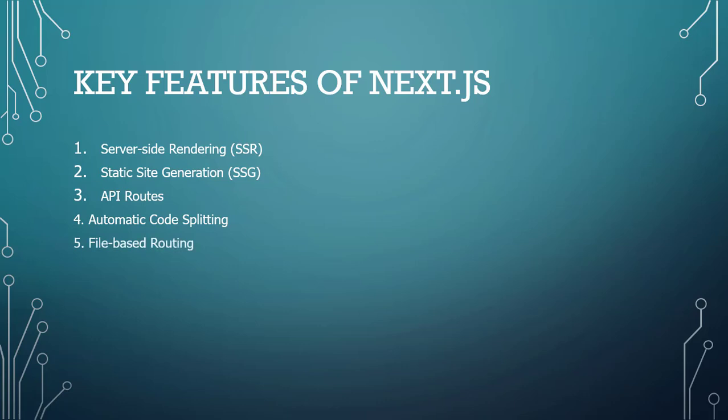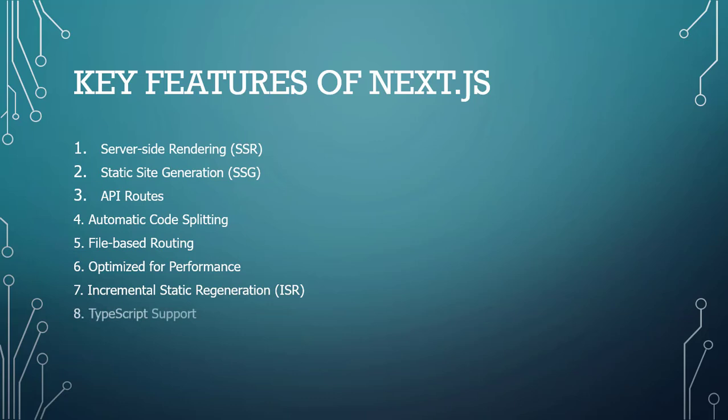6. Optimized for performance. Next.js has built-in features like image optimization and automatic static optimization to ensure better performance out of the box. 7. Incremental static regeneration (ISR). This feature allows you to update static content after the site has been deployed without rebuilding the whole app. 8. TypeScript support. Next.js has built-in support for TypeScript, making it easier to develop with static typing.